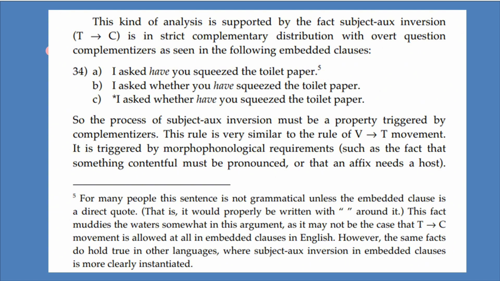This rule is very similar to the rule of V to T movement. It is triggered by morphological requirements, such as the fact that something contentful must be pronounced or that an affix needs a host. For many people, this sentence is not grammatical unless the embedded clause is a direct quote. That is, it would properly be written with quotation marks around it. This fact muddies the water somewhat in this argument, as it may not be the case that T to C movement is allowed at all in embedded clauses in English. However, the same facts do hold true in other languages, where subject aux inversion in embedded clauses is more clearly instantiated.